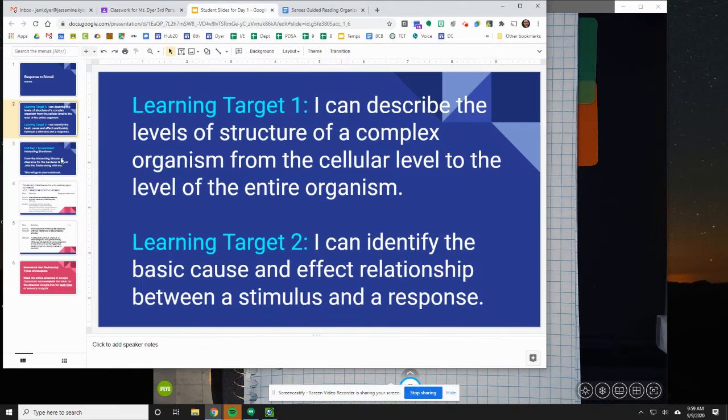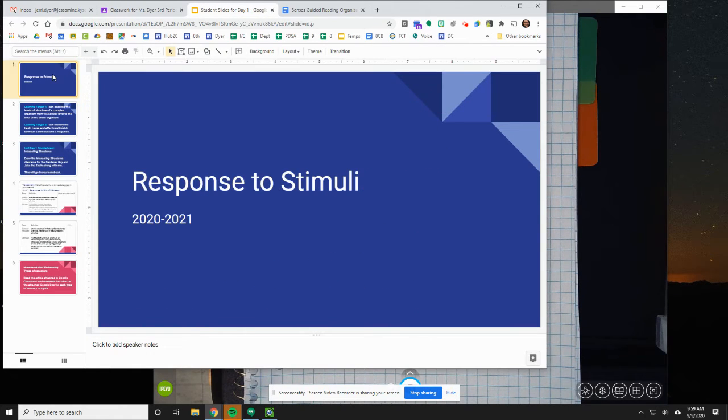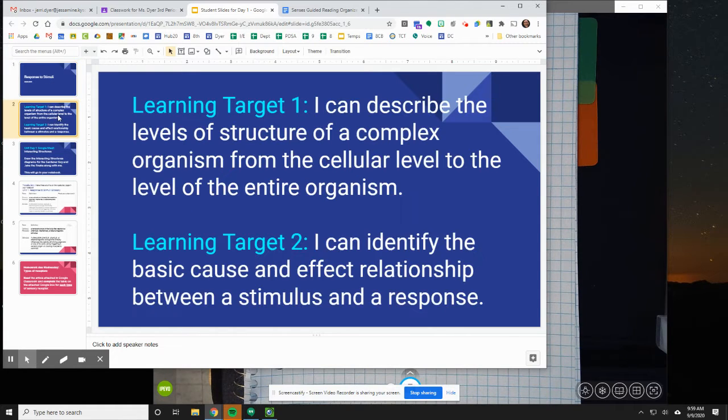Those student slides, if you click on them, will take you through just the title of what we're doing. This unit is called Response to Stimuli. It will look at our learning targets. So today in class, we're going to work on Learning Target 1 and Learning Target 2. Learning Target 1 says, I can describe the levels of structure of a complex organism from the cellular level to the level of the entire organism. Learning Target 2 says, I can identify the basic cause and effect relationship between a stimulus and a response.